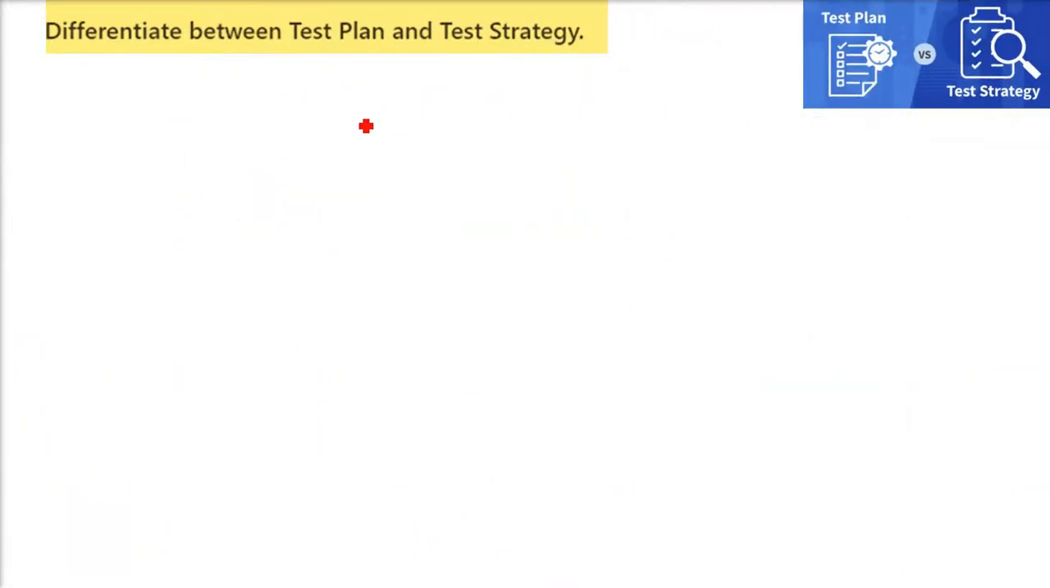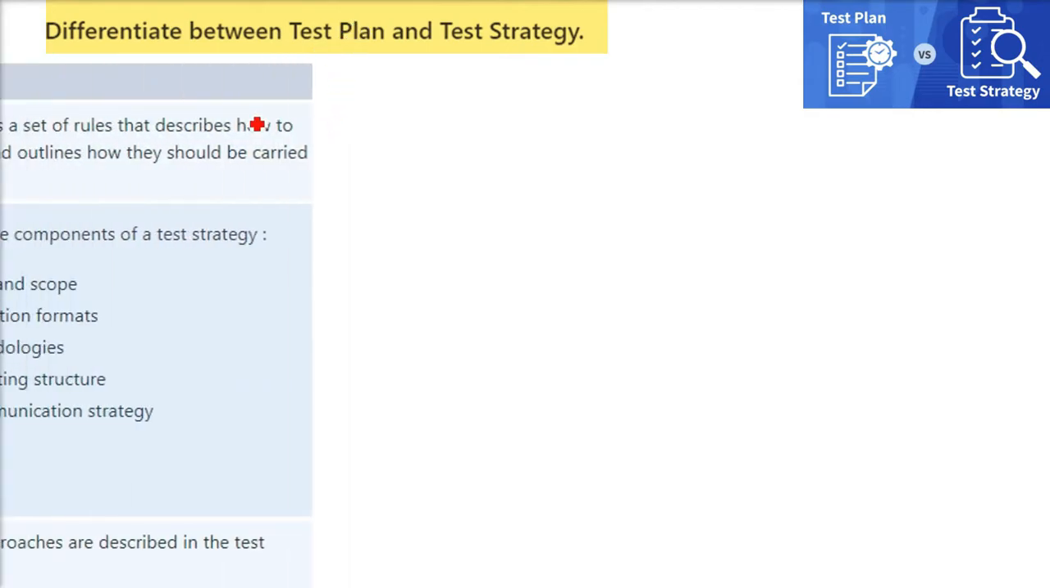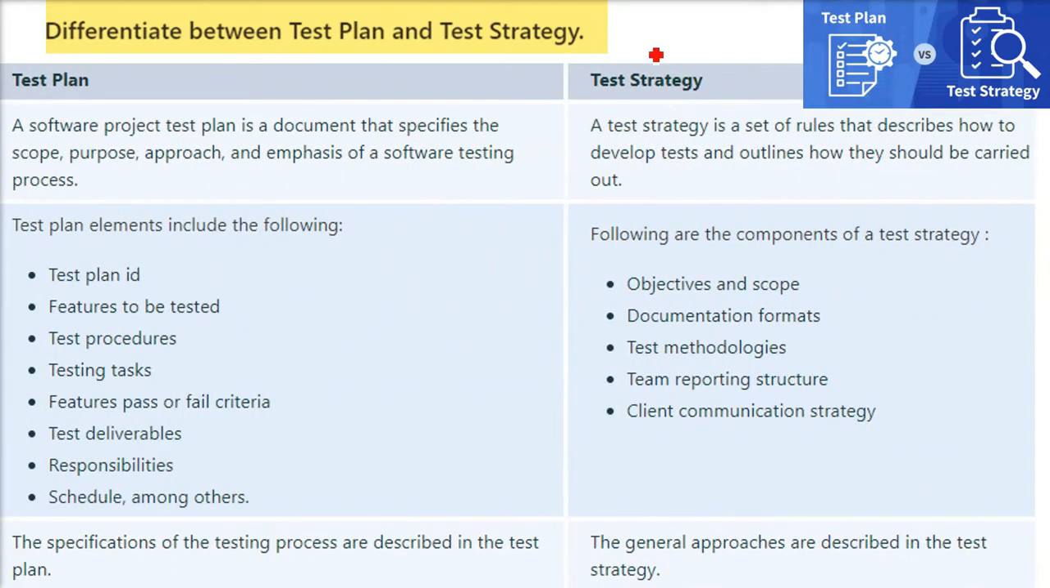Differentiate between test plan and test strategy. The one-liner answer is test plan is the implementation of test strategy. So test strategy is a bigger set. Test plan comes under it. In order to implement or execute the test strategy, we do the test planning.